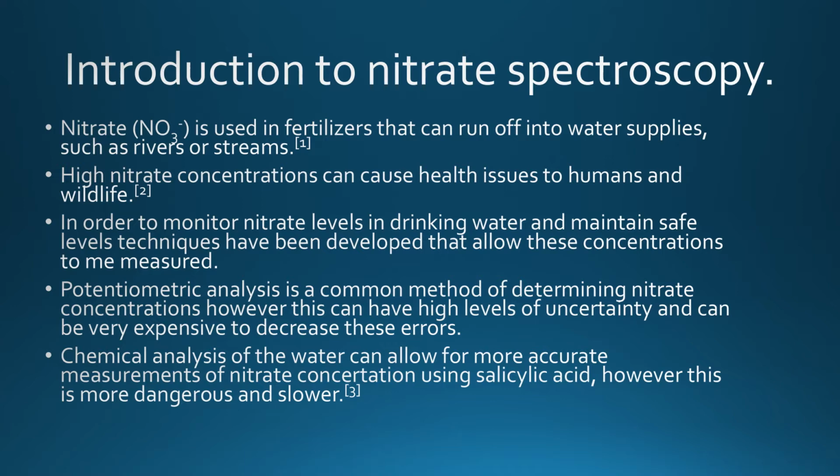So potentiometric analysis is a common method used. However, the problem with this is it can be quite uncertain and also it's quite expensive to decrease these errors. So we're going to be looking at chemical analysis of the water using salicylic acid and end up getting a calibration curve and then working out our concentration of nitrate that way. So I'm going to move on to the method next.